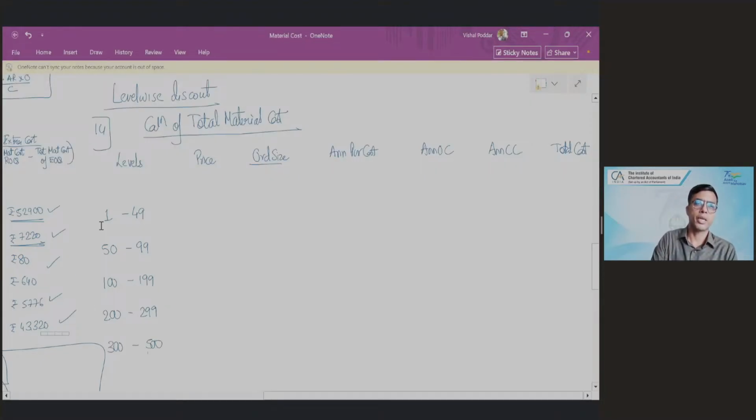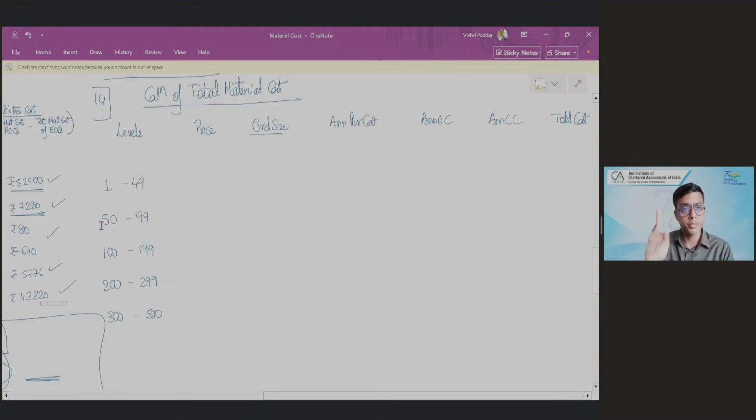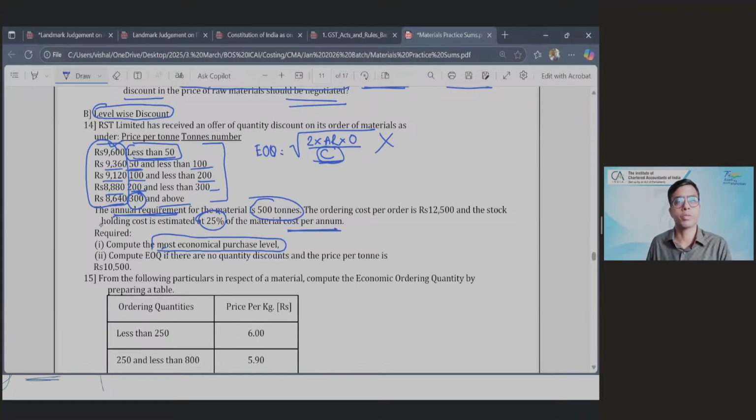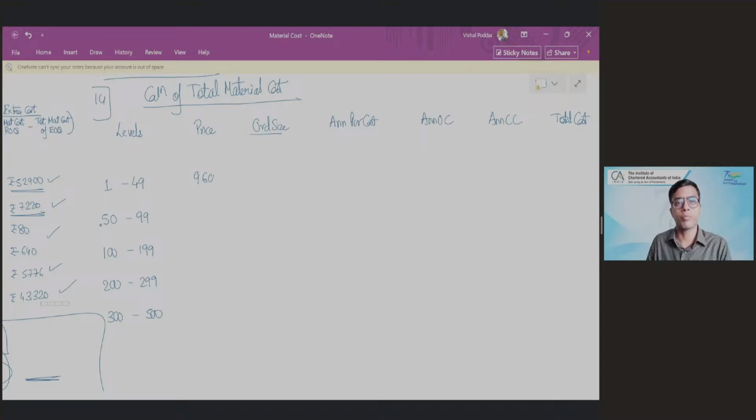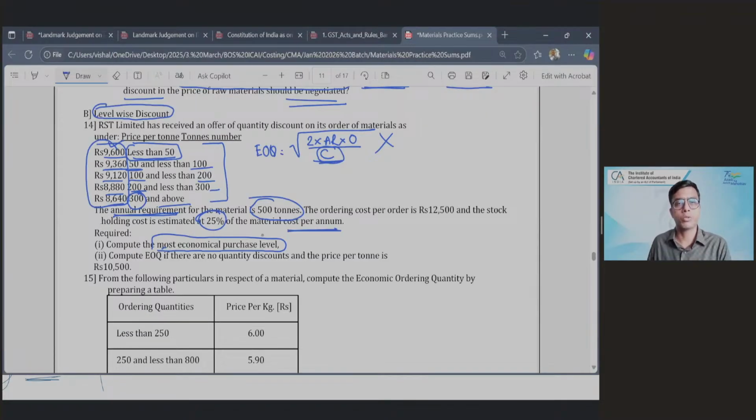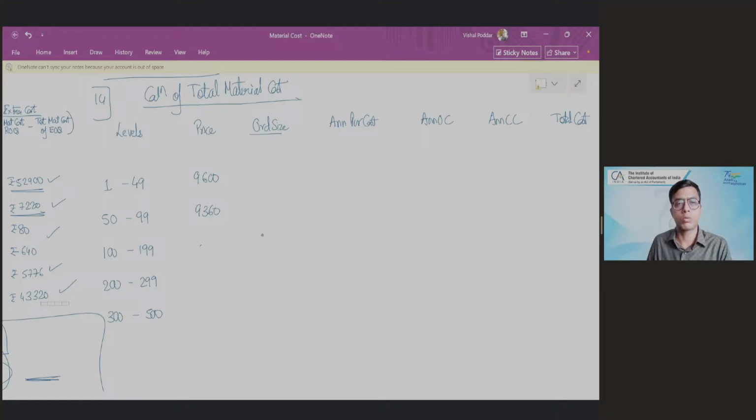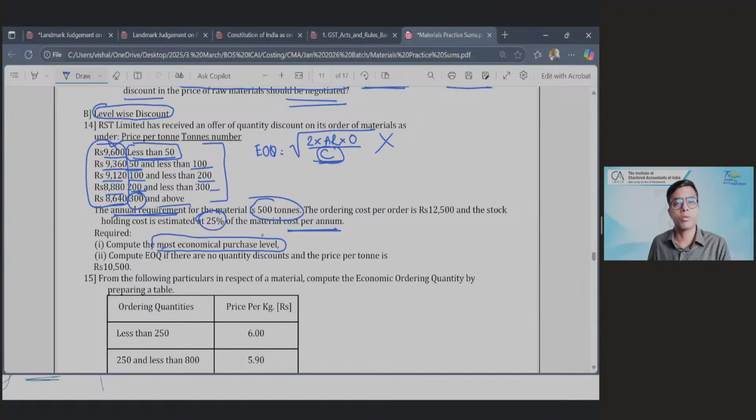See students, I repeat, our answers will remain the same. Same means the formatting is the same, the formula is the same. But again, because of some change in language, you have to slightly tweak the manner in which you read and interpret the question. So 9600, 9630, 9120, 8880.